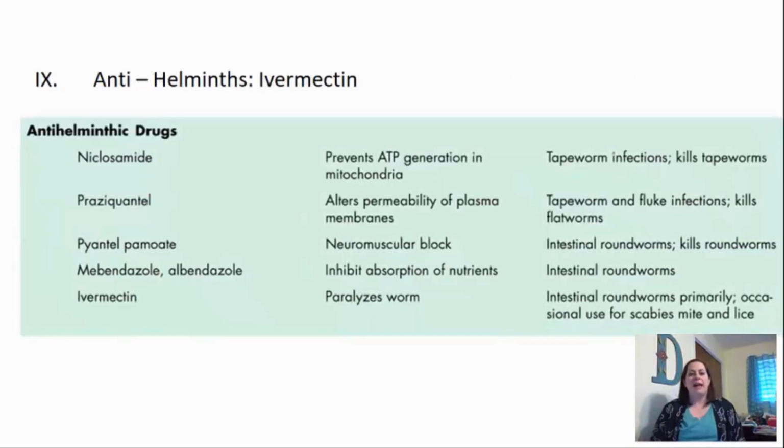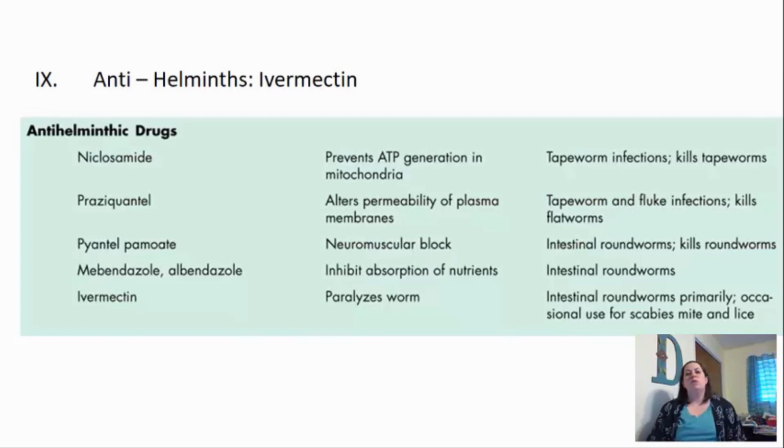The last group are the anti-helminths. These are going to be the ones that fight against worms. There are multiple types of anti-helminths, but a lot of them are going to be used to prevent ATP generation in the mitochondria, or alter the permeability of their plasma membranes. It may block their neuromuscular areas. It may inhibit the ability to absorb their nutrients.